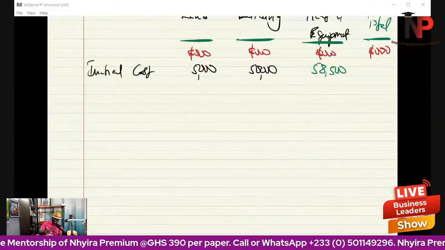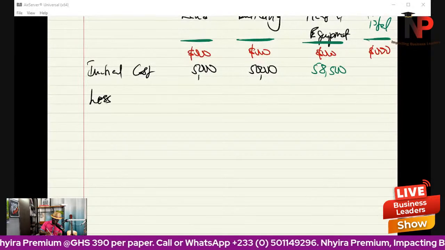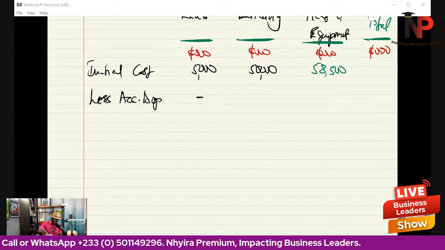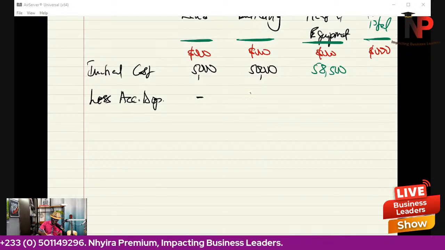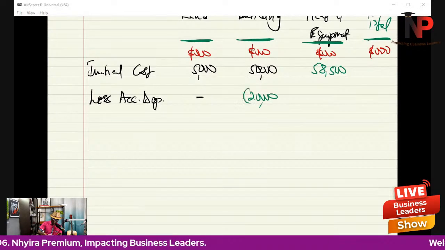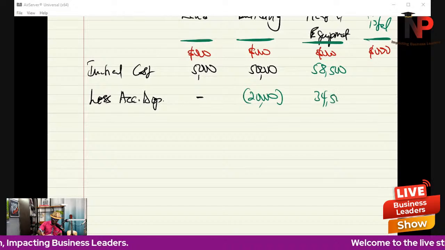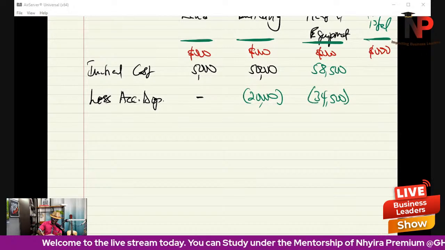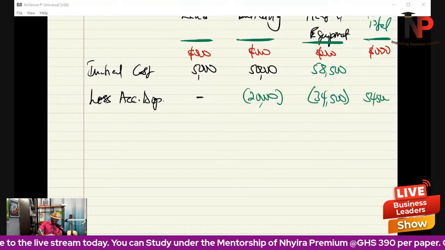So we less accumulated depreciation. Land is not depreciated, you should know that by now. So 20,000 here, and then 34,500. And that's going to be, let's put that up well, 54,500.